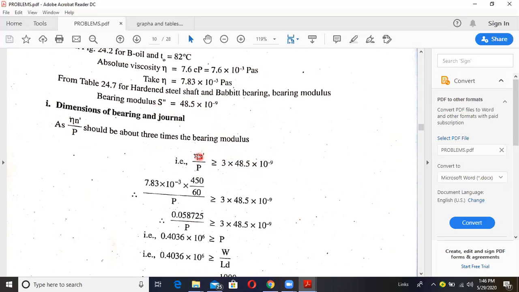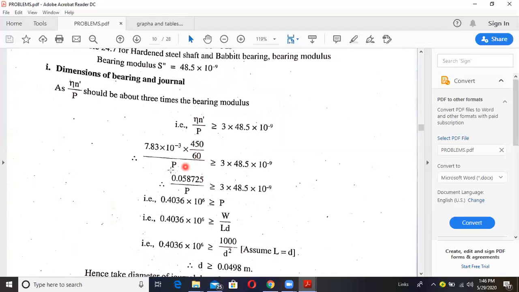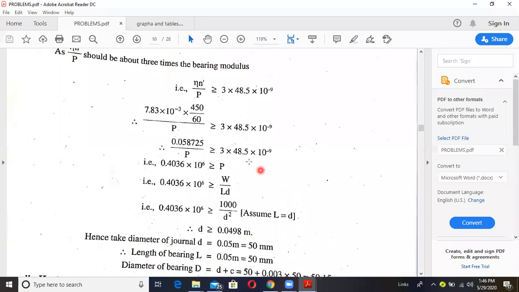Now substitute the eta value. N dash is nothing but N divided by 60, divided by p, keep as it is, greater than or equal to 3 into that value. Now simplify this. After simplification you will get 0.58725 divided by p greater than or equal to 3 into this value. Now cross multiply p to this side and 3 into 48.5 towards the LHS, then we will get 0.4036 into 10 to the power of 6 greater than or equal to p.